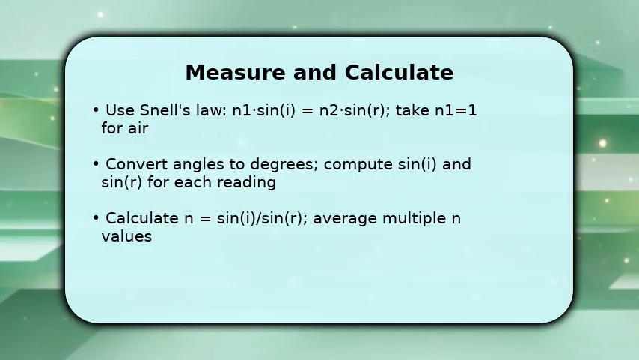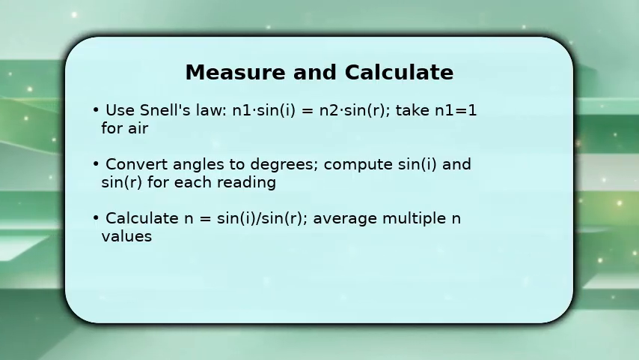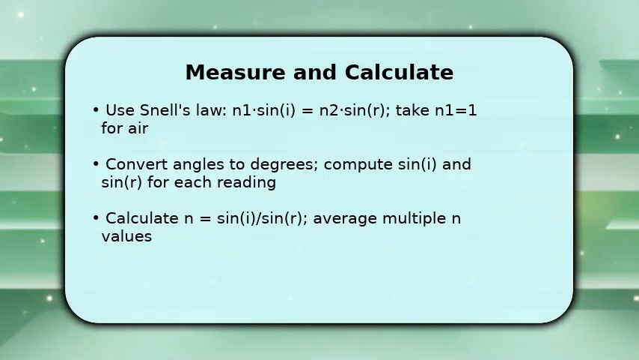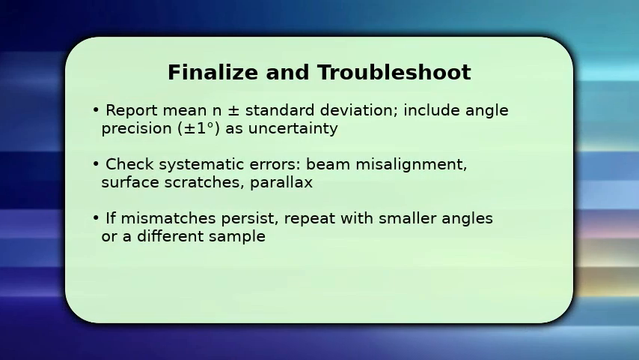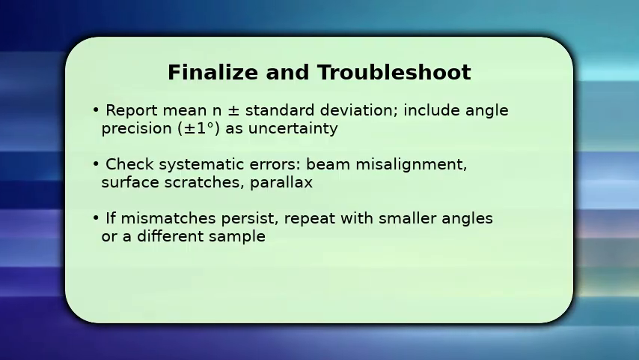Make sure to use the same units and double-check angle labels. Mixing up I and R is a common mistake. This method explains why angles rather than distance. You finish by computing the mean refractive index and estimating uncertainty from spread and instrument precision. Record the value with units and a brief error note.